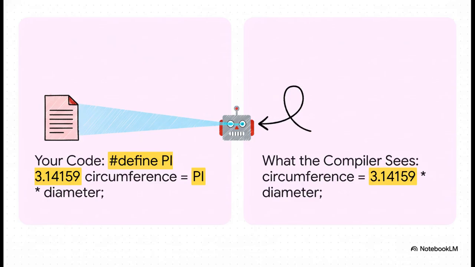And here's how the preprocessor fixes that for us. We use the #define directive to create a macro. We'll call it PI. Now, before compilation even starts, the preprocessor does a simple find and replace. It zips through your code and swaps every single instance of PI with 3.14159. And here's the key part. The compiler never even sees the word PI. It only ever gets the final code with the raw number already plugged in.